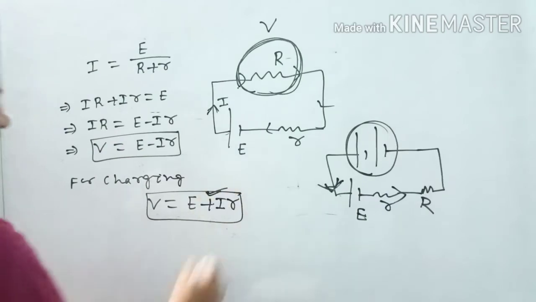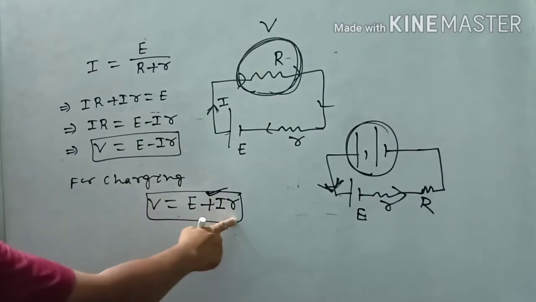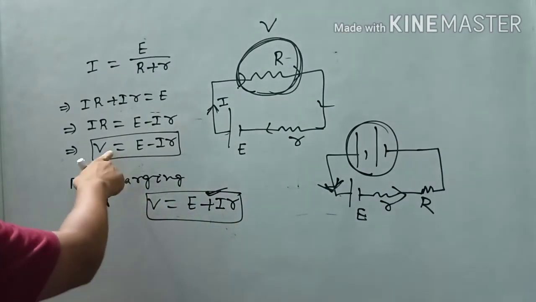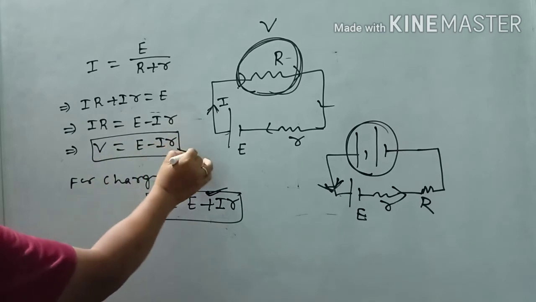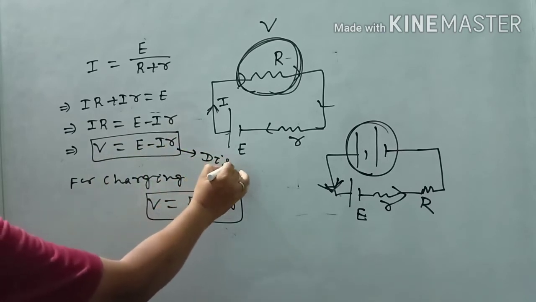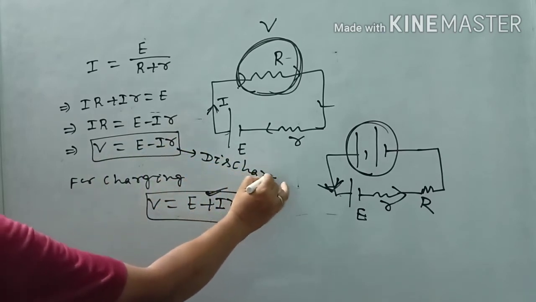That's why it is plus. So V is equal to E plus IR in case of charging, and V is equal to E minus IR in case of discharging of a cell.